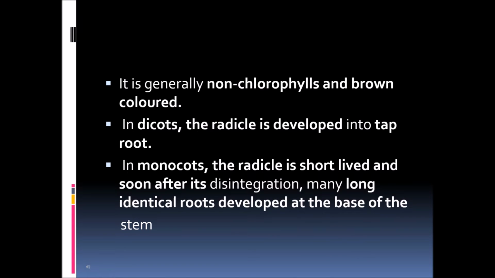Usually roots are non-chlorophyllous. They do not have the green pigment chlorophyll, and the root is usually brown colored. If you have seen a root, you know how it looks. In dicots, the radicle will develop into a taproot. As I told you, a taproot has a primary central root, and from that lateral roots arise. Whereas in monocots, the radicle is very short lived.